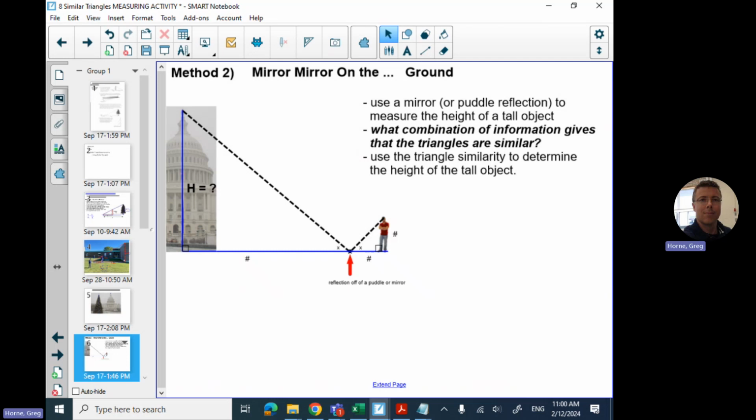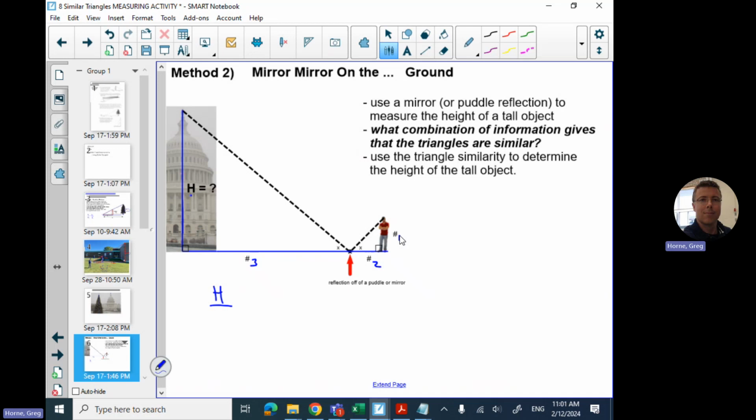But anyways, if you set the mirror and then move back until you could look in the mirror and see the top of the building, you actually set up two similar triangles. So if you set up two similar triangles there, let's label these as number 1, number 2, number 3, unknown height. Okay, so those are similar triangles, and it should be pretty obvious how you get the height of the building. We could do it this way to make it more obvious, I suppose.